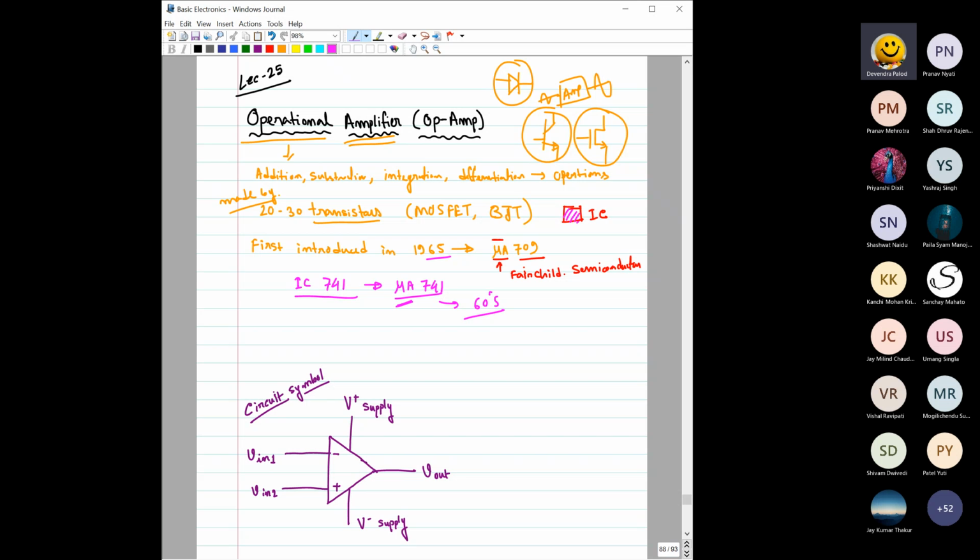Is there any convention for naming this, like why 741, or is it just arbitrary? No, there is a convention for the previous two digits, like the total nomenclature, but I don't think there is any convention for 741 or something like that. Even for diodes you can see different names. Maybe in the next class I will try to shed more light on the nomenclature of these different ICs.